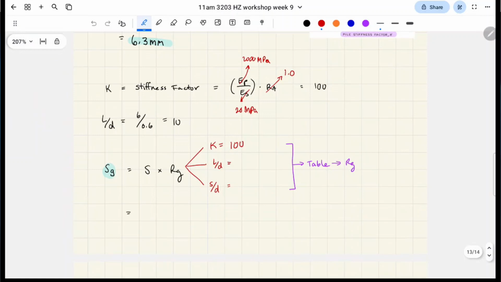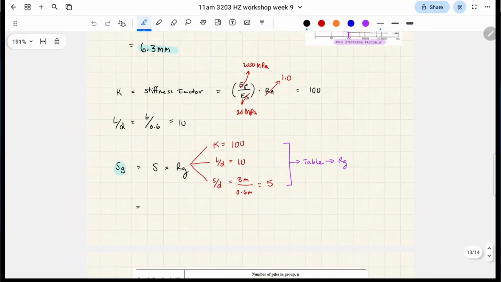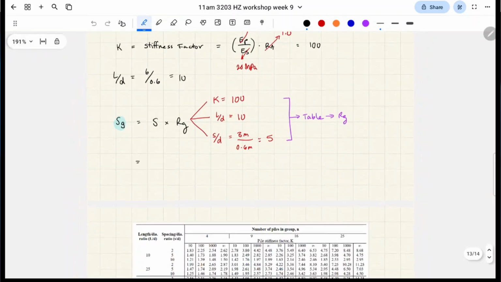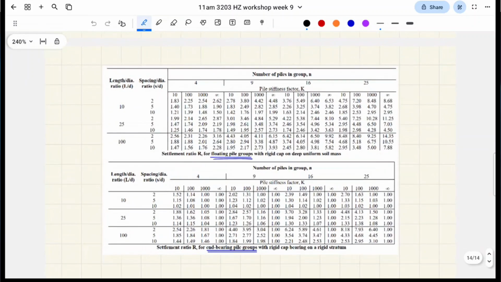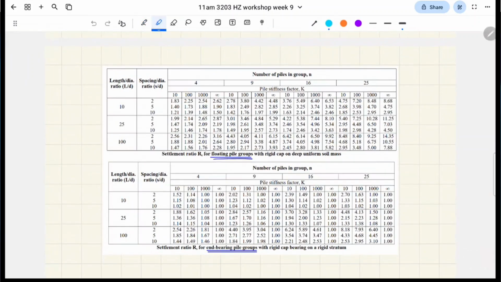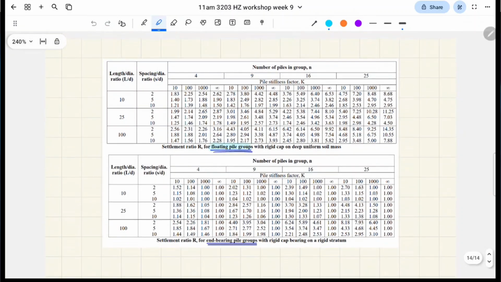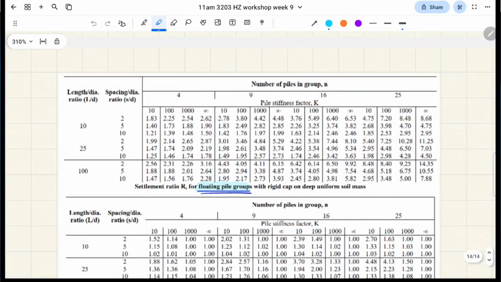So K was 100, slenderness was 10. S on D is spacing, so 3 meters on a pile diameter of 0.6 meters, giving us 5. Now we have to refer to the table in order to get RG. These are the two tables here, but it's not that bad. We first have to choose which table we're going to use. Here we have floating piles, the piles that aren't sitting on rock or anything, so we're just going to deal with the top table.